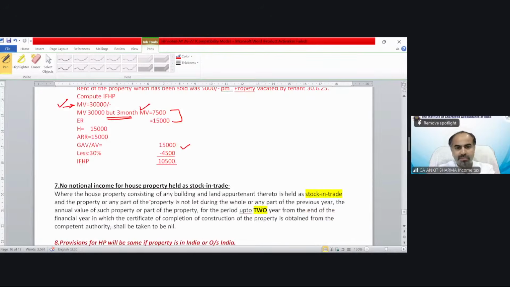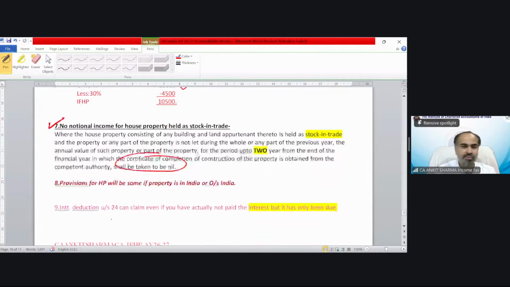It's simple. 7th point we have already discussed. In case of a builder, the house property which is held as your stock in trade, if not let out, then the value for 2 years would be nil, including 1 year in the year in which it has been completed, and for the next year the value would be taken as nil. This note has already been mentioned in the starting also.